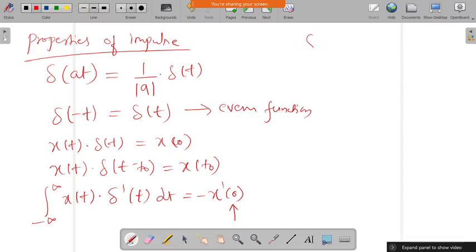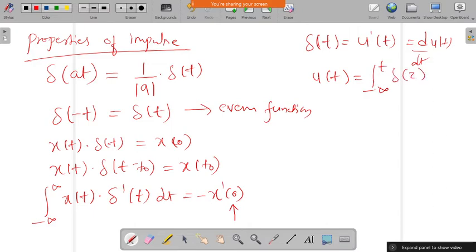Also, this del of t can be used to define the unit step function. Del of t is the derivative of u of t, that is d by dt of u of t gives the impulse function. Alternatively, the unit step function is the integral from minus infinity to t of del of tau d tau. If you integrate the impulse function, you will get the unit step function. So these are some of the properties of the impulse.